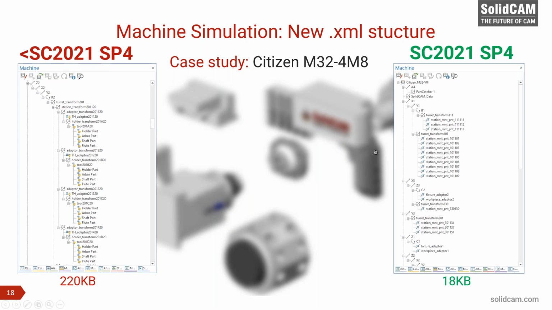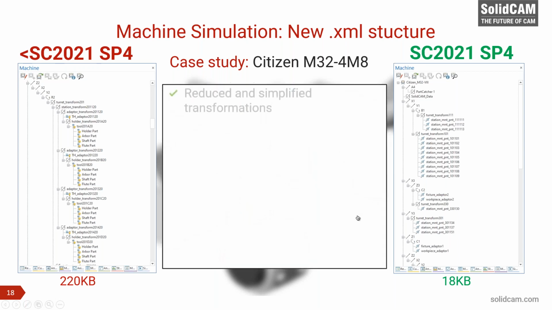On the right side, what you can see is the new structure. As you can see, it almost looks like our VMID, nothing too complicated. There are just the stations, the IDs of the turrets, and the stations, and it looks like this. How we distinguish whether it's a new or old structure is by this SolidCAM data transform. The name is very critical. It will be generated automatically, you don't need to worry about it, but that's how we figure out whether it is a new XML structure or the old XML structure. Right.